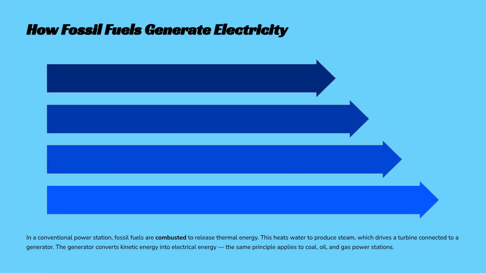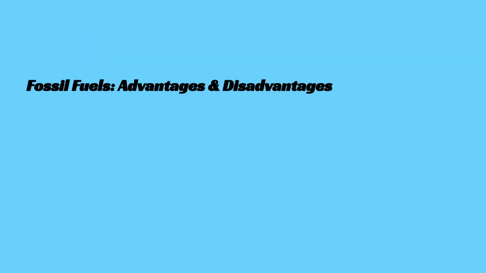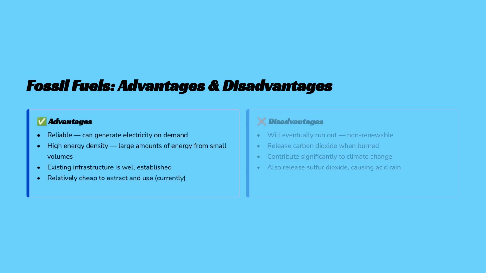In traditional power stations, fossil fuels are burned to heat water. This produces steam, which drives a turbine connected to a generator to create electricity. Fossil fuels offer reliable, high-density energy with established infrastructure. However, they are non-renewable, and their use significantly contributes to climate change and environmental damage.